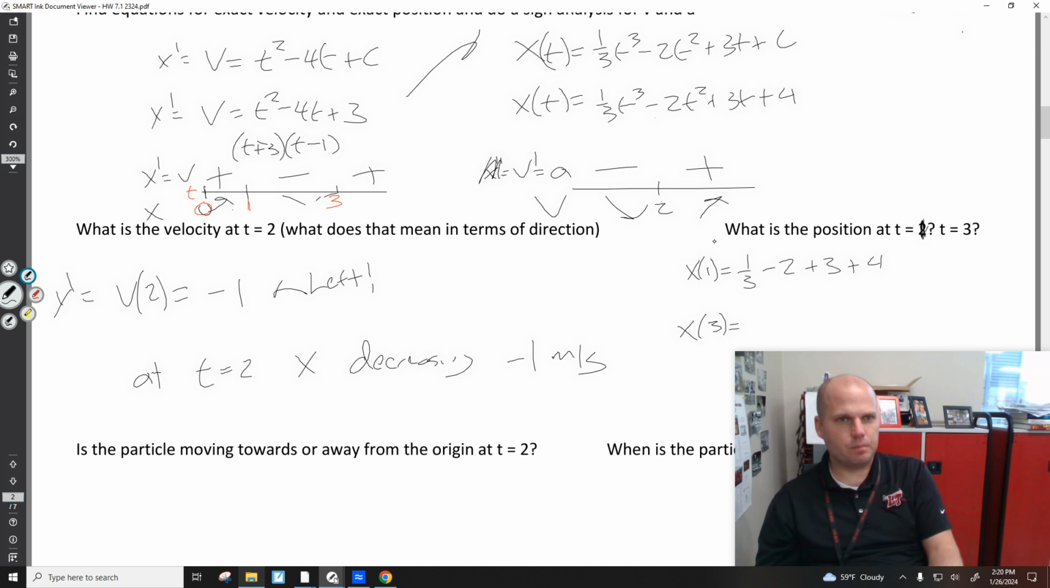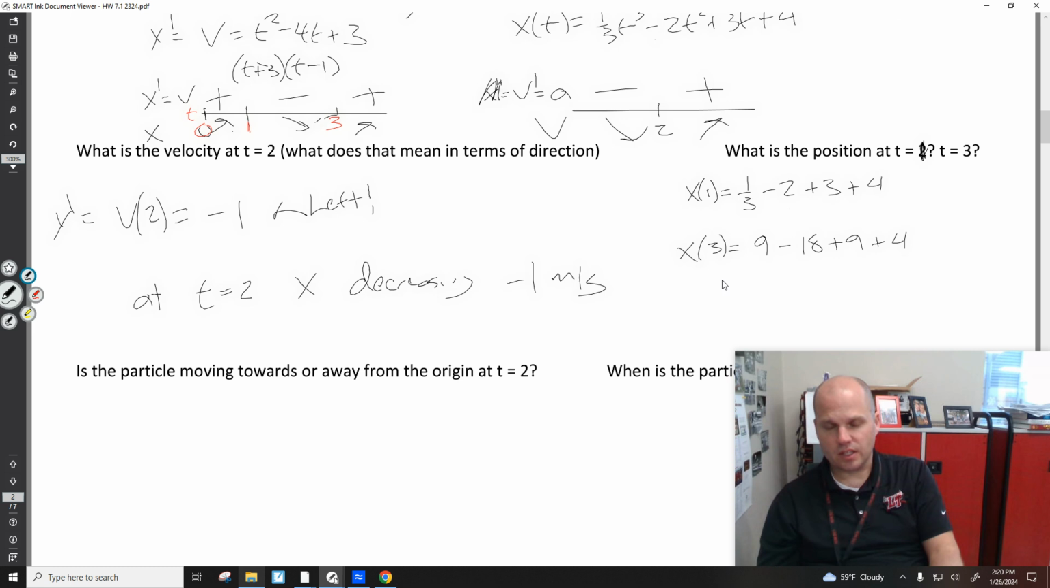When I say we, I'm really meaning myself. All right, well, this is going to help us understand what happened. 9 minus 18 plus 9 plus 4. All right, well, that's easy. That's 4. X of 3 is 4. X of 1 is 5 plus a third, 16 thirds. Okay.